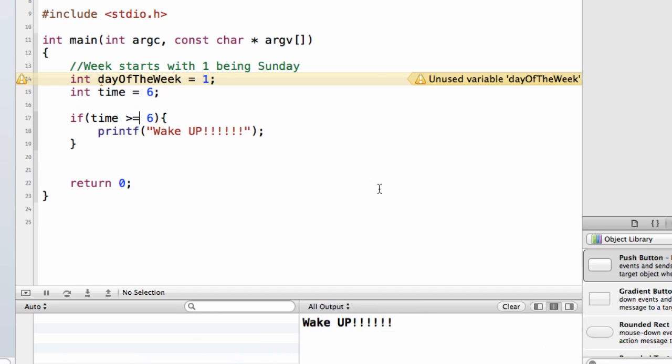But there, my alarm clock went off. But it's on a Sunday. Arg. So I need to do something where I check both. And to do that, I can use two things. I can use either double and, which stands for and, or I can use a double pipe cross, which stands for or.